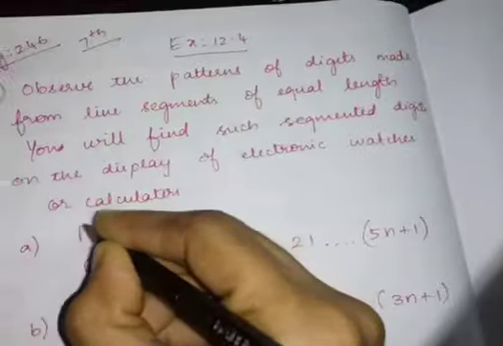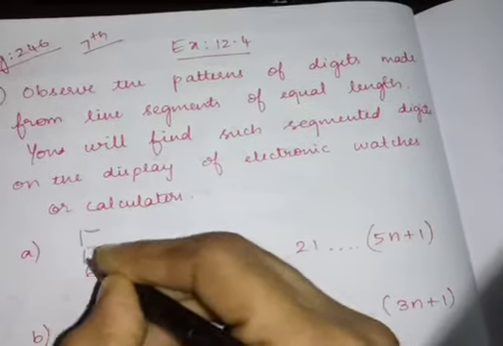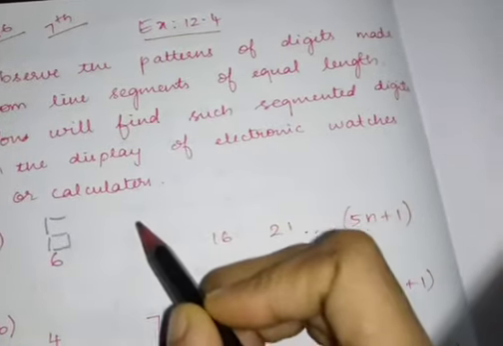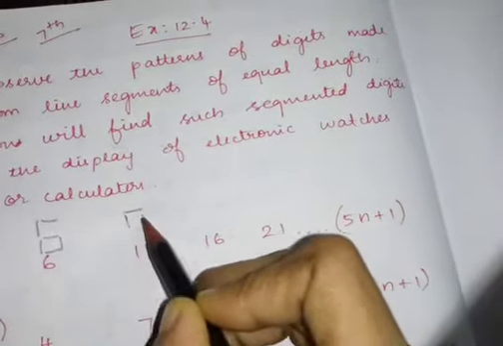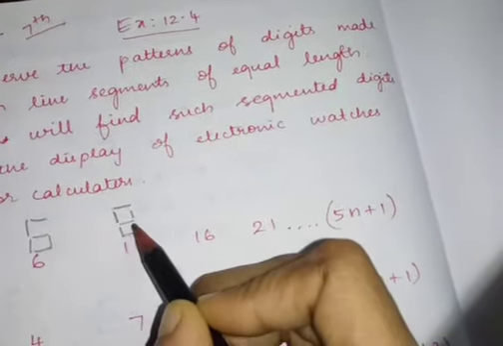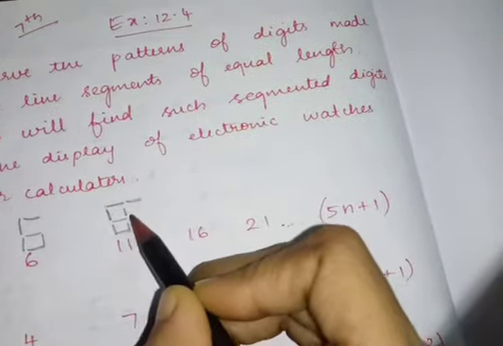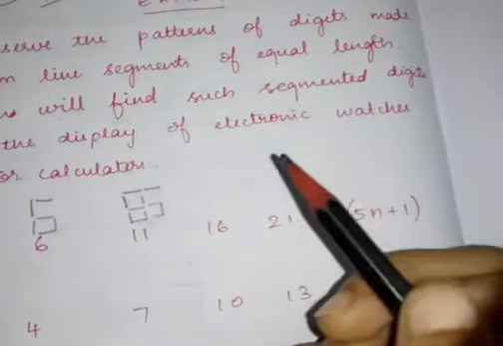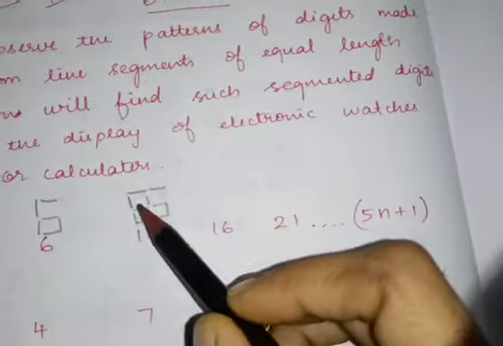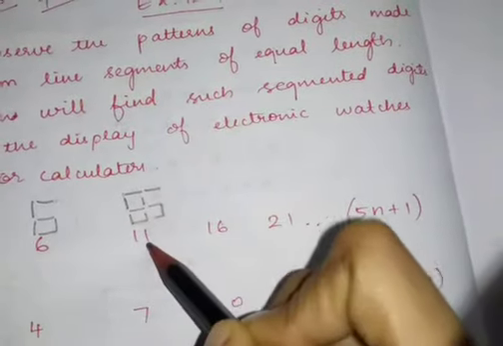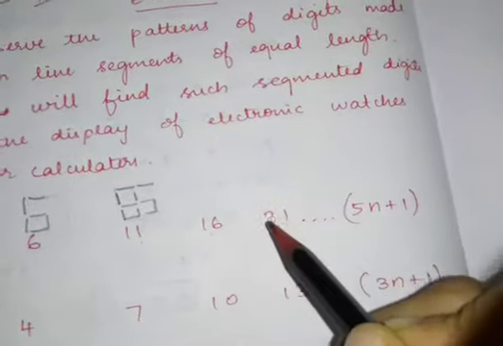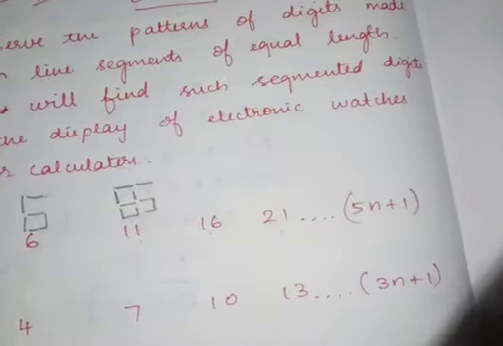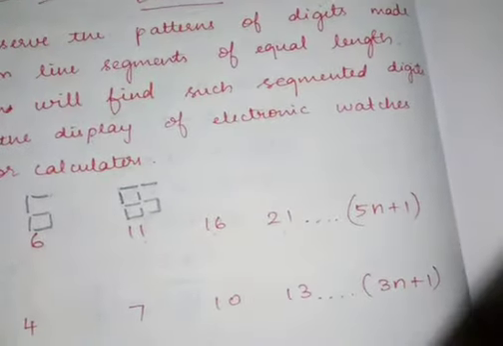See, like this, using the line segments, they have formed the number 6. Here, like 2, 6 joined, like that they have formed, using the same line segments. Correct? This is like 6. So if you count all the line segments here, it is 11. If you count all the line segments here, it is 16. Then next will be 21. Like that it goes on. So it is like a pattern.